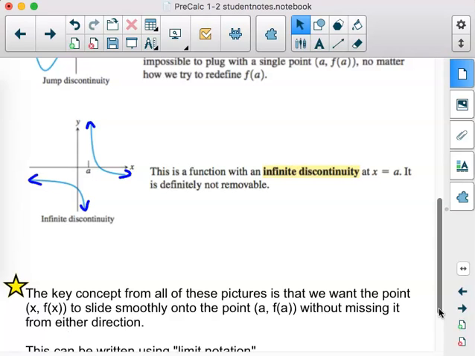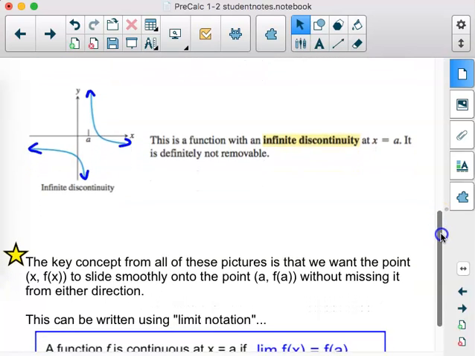When the first graphing calculators came out, they were made to try to fill in the gaps with the best information possible. And so we would see silly things like this out of the graphing calculator because it would try to connect those two pieces of the graph together. But we know mathematically, yeah, not going to happen. No way to fill in a hole and make that a removable discontinuity.